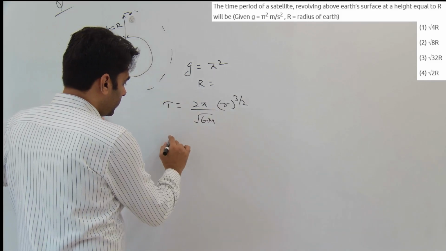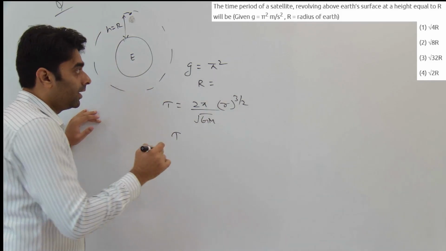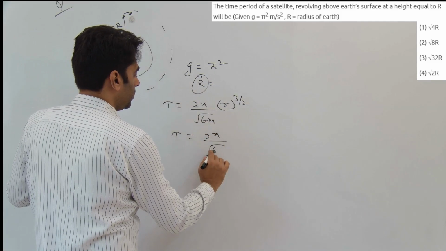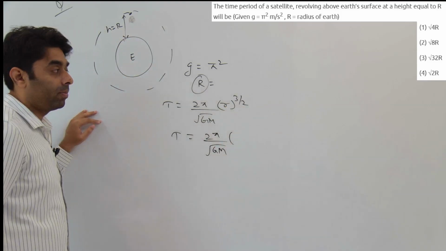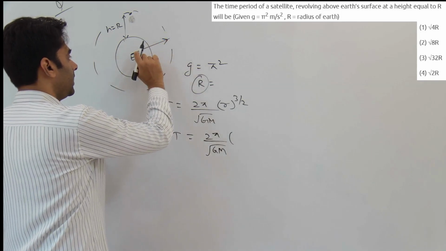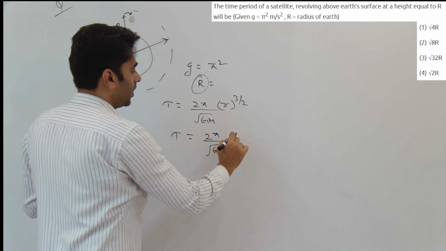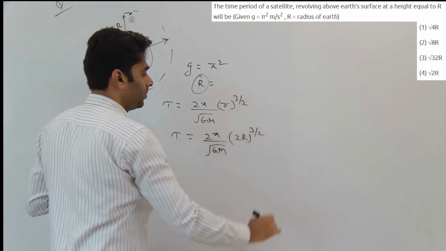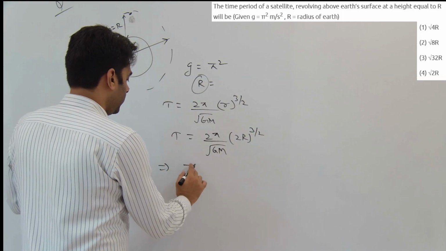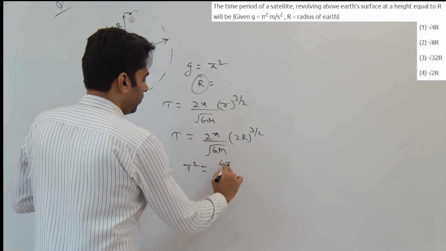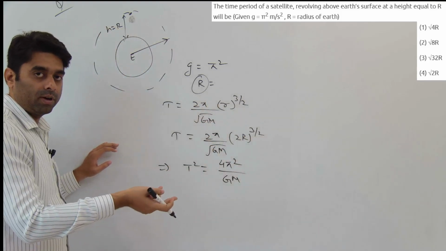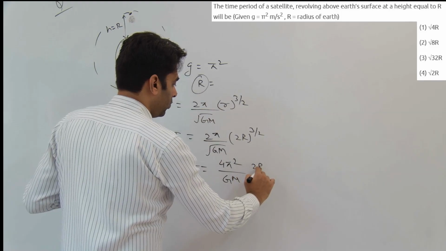So let us simplify this result. They are asking us to answer T in terms of radius R. So let's write it: 2 pi by root GM, and then the orbital radius. If it is at a height of R, that means orbital radius is the distance measured from the center. So from the center it will be R plus R, that is 2R, so 2R whole power 3 by 2. To simplify this calculation, I'll square both sides. T square will be 4 pi square by GM into 2R whole power 3 by 2 squared, which becomes 2R whole cube.